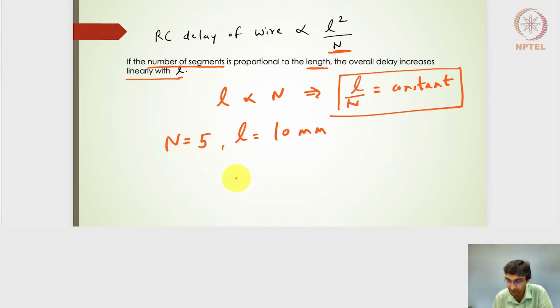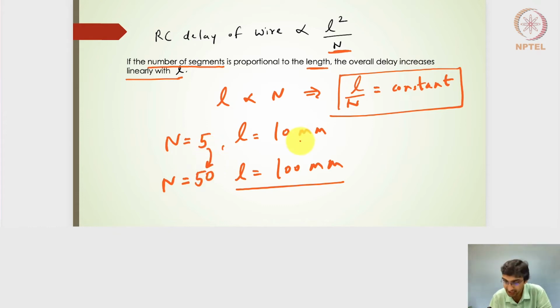right? And tomorrow, if I want to design in some other portion of the chip a 100 mm wire, the number of segments I'll have to create for this particular length of the wire will now be 50. So it increases proportionately as the length increases, and in that case my RC delay of the wire will now be directly proportional to the length of the wire. It will have a linear relationship with the length dimensions of the wire, and not the square of the length of the wire, right? Hope this is clear.